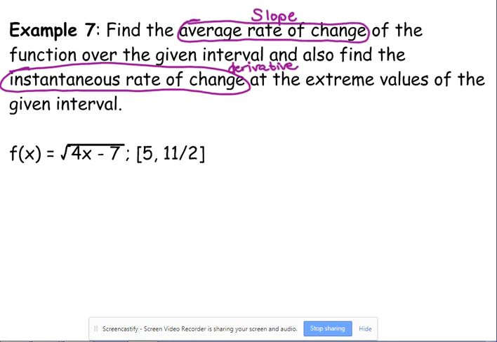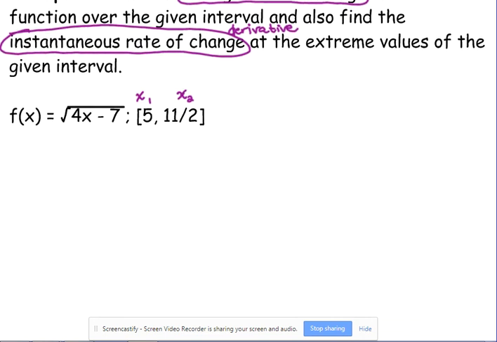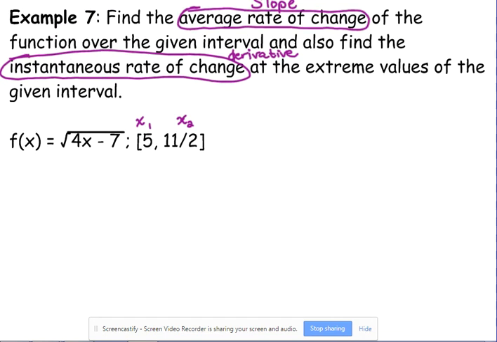So let's start with the average rate of change. That's really easy. It's the slope. So we're given an interval. Remember, these are the x values, x1 and x2. They did not give us points, they gave us an interval. So we've got to find the y values to begin with. So f of 5 is the square root of 4 times 5 minus 7. That's 20 minus 7, the square root of 13.